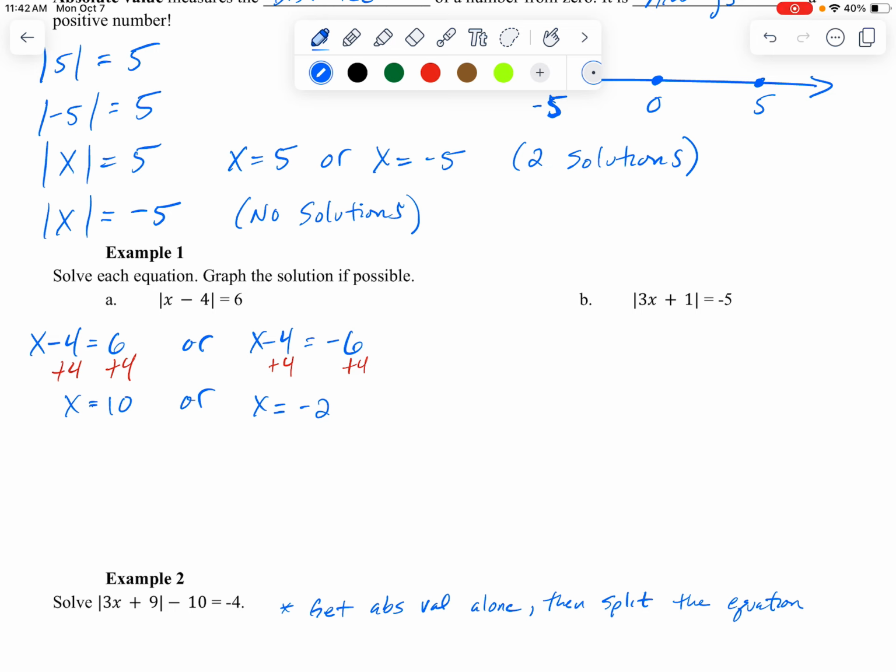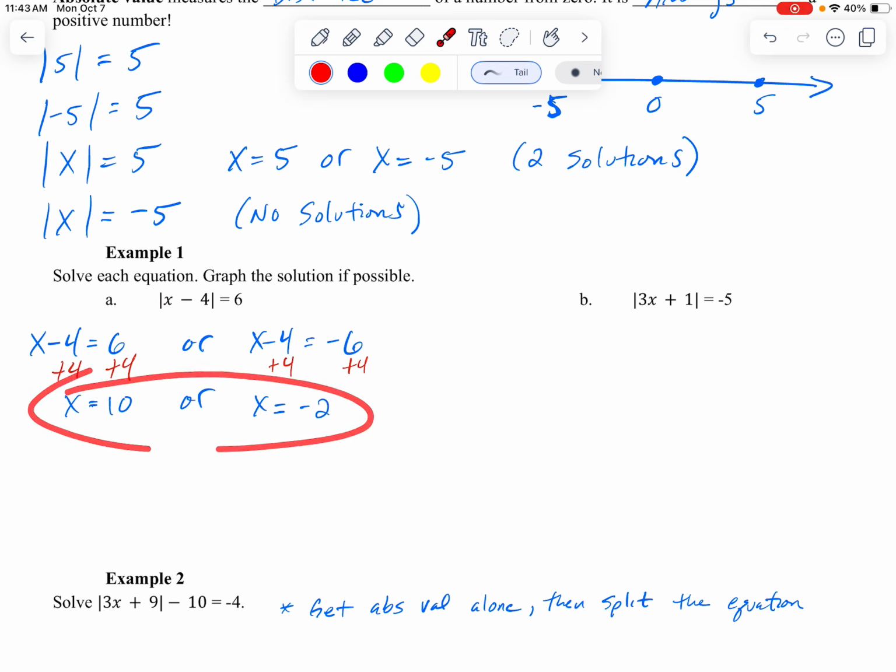We could check our work by just plugging this value back in for x, and we could see that both of these are appropriate solutions. So we can probably just do this quickly. If x is 10, 10 minus 4 is 6, and the absolute value of 6 is 6. So this does make our equation true. How about this one? If x is -2, -2 minus 4 is -6, and then the absolute value of -6 is +6. So both of these values make this equation true.